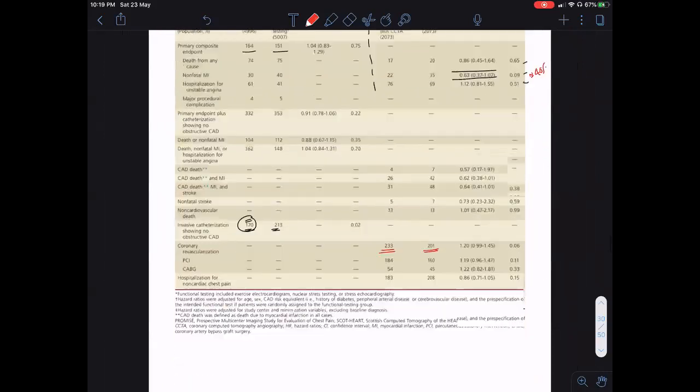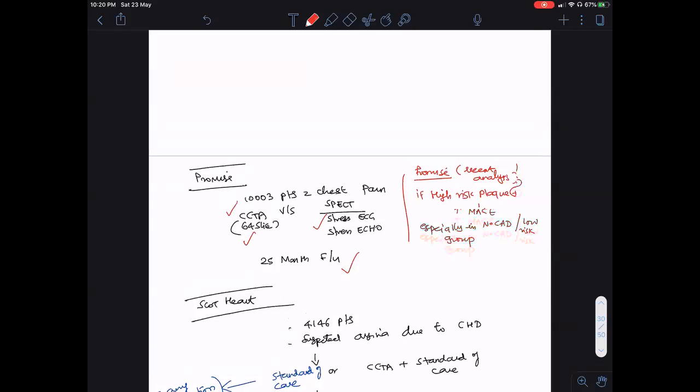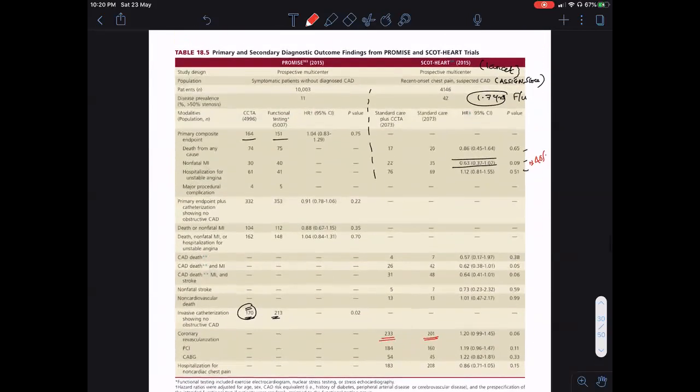PROMISE actually looked at 10,000 patients. They underwent CCTA or SPECT, followed up for 25 months. In that follow-up, it was found that there was really no difference in the primary endpoint, whether you did CCTA at admission or a functional test at admission. There was no difference when it comes to major adverse cardiac events.